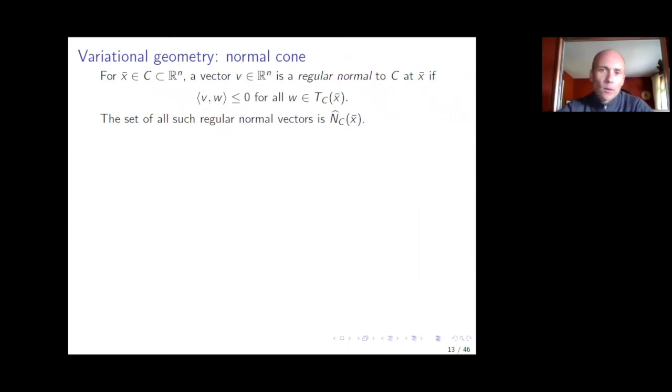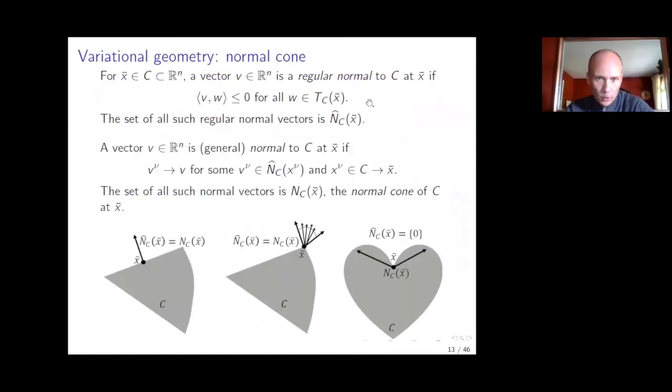The normal cone, or more specifically, let's get started with the regular normal vectors. A vector v is a regular normal vector if it forms more than 90 degrees, meaning the inner product is less than or equal to 0, with all tangent vectors. So maybe a picture would help us if I go down to the bottom here. On the bottom left, this is the same picture that we looked at earlier, and remember the tangent cone was the tangent space and everything pointing down. So if I want to be more than 90 degrees away from those vectors, I guess I have to point straight up.